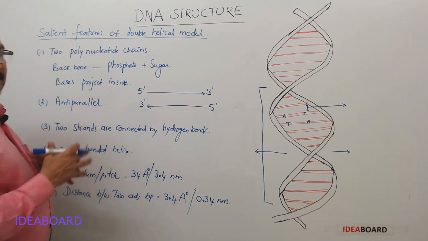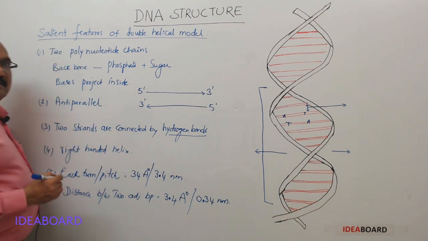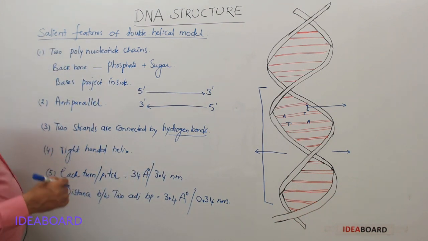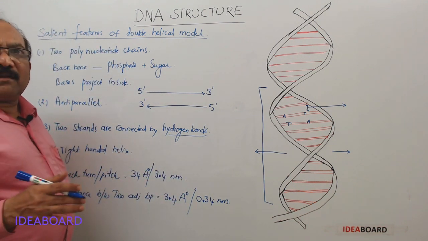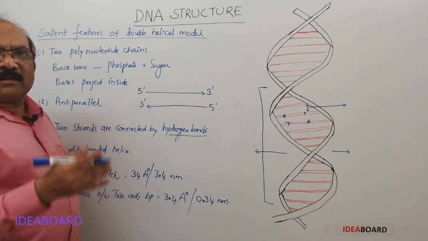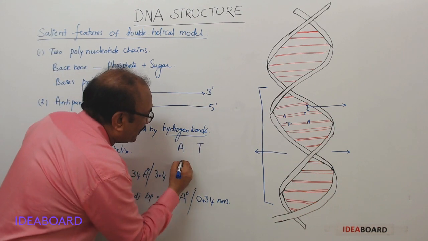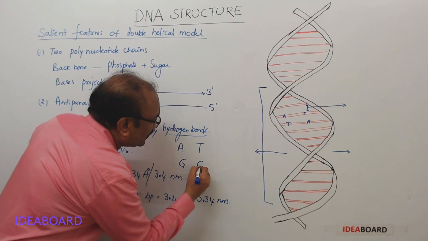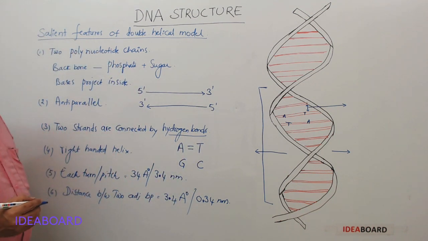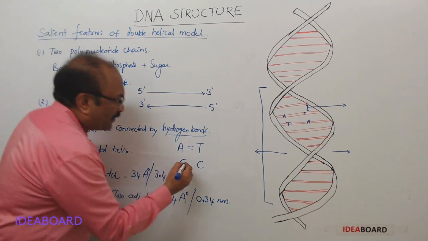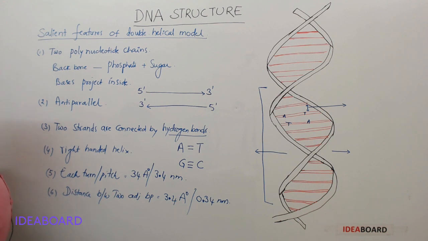And how are these two strands connected actually? The two strands are connected by hydrogen bonds. And these hydrogen bonds are established between nitrogen bases. And a purine always binds to a pyrimidine, and a pyrimidine always binds to a purine. Like A binds to thymine, and guanine binds with cytosine. And already we know that between adenine and thymine, double hydrogen bonds, and between guanine and cytosine, triple hydrogen bonds are established.